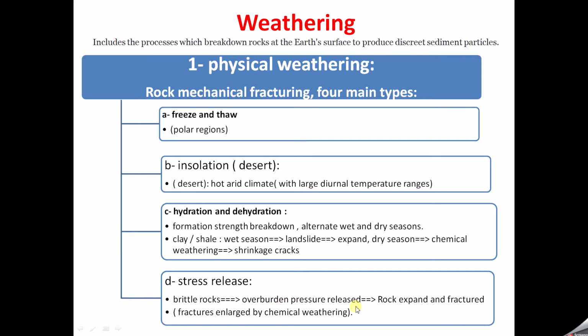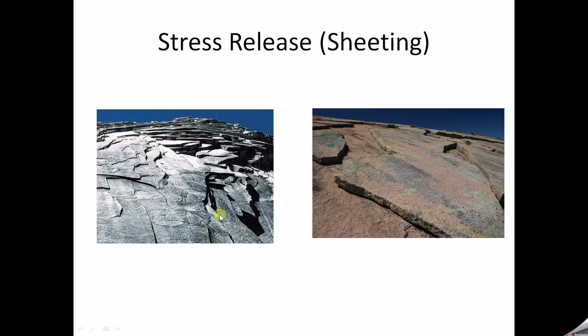Overburden pressure is released, so the rock expands and fractures. So fractures are enlarged by chemical weathering. Let's look at this. We have this igneous rock that was under a thick sedimentary package. When these sedimentary packages were weathered and eroded, the overburden pressure above is taken away. This igneous rock just expanded and cracked and foliated, and then created these sheets, and then chemical weathering enhanced these fractures and enlarged them. So this is the stress release.